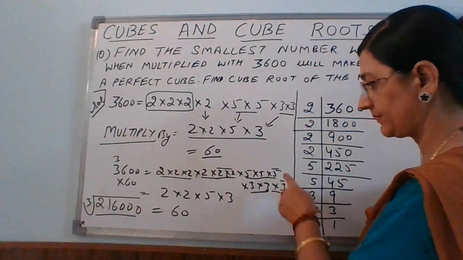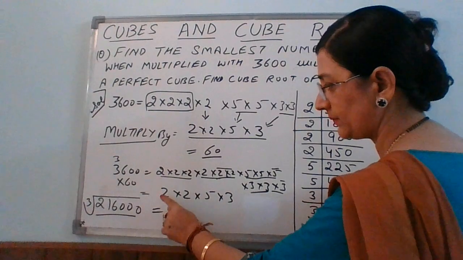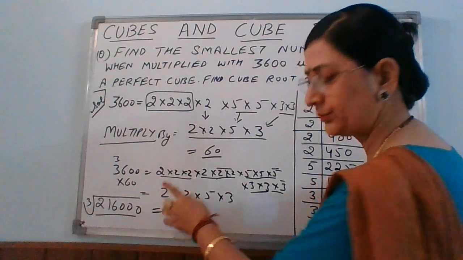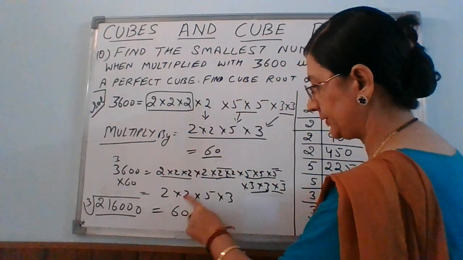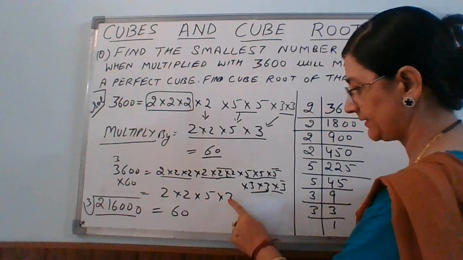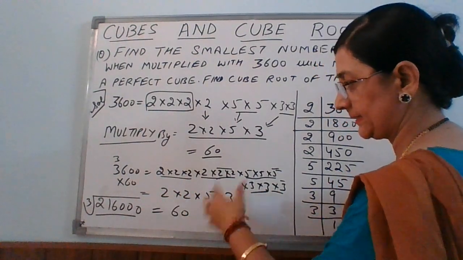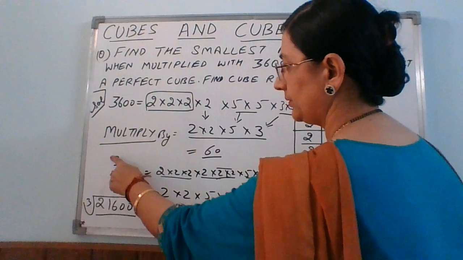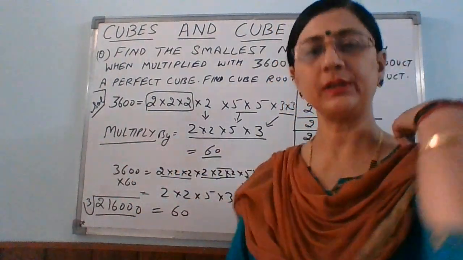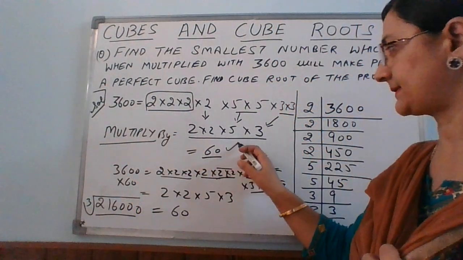When you have completed all of these, from there you got 1. Out of the triplet you have to take 1 2, out of the triplet 1 2, out of this triplet 1 5, this triplet 1 3. So this number came, 60. That means when you multiplied 3600 by 60, because you have written multiply by 60.